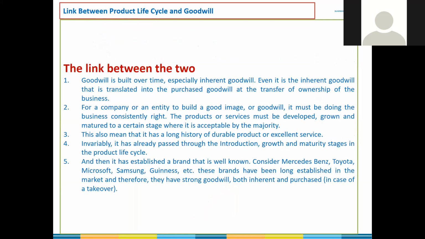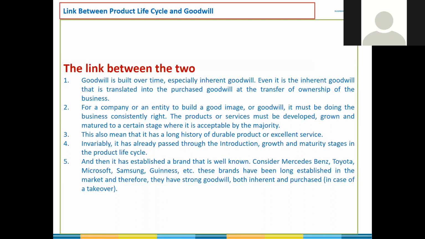So the link between the two: goodwill is built over time, especially inherent goodwill. It is the inherent goodwill that is translated into the purchase goodwill at the transfer of ownership of the business. So before the ownership is even transferred, it is the inherent goodwill that is built over time. Number two, for a company or an entity to build a good image or goodwill, it must be doing the business consistently right.